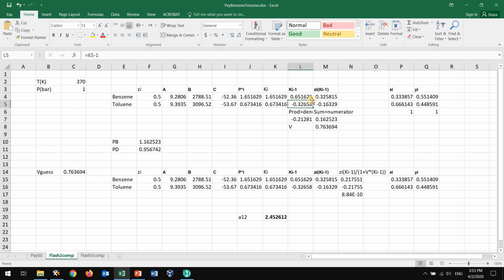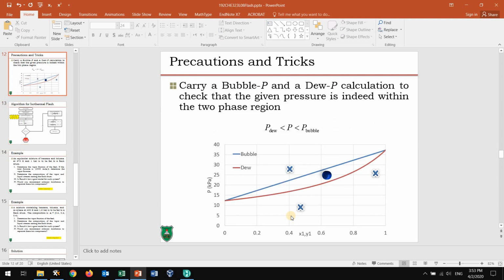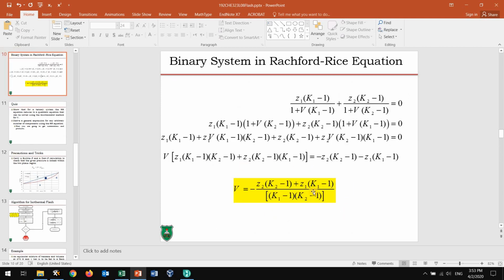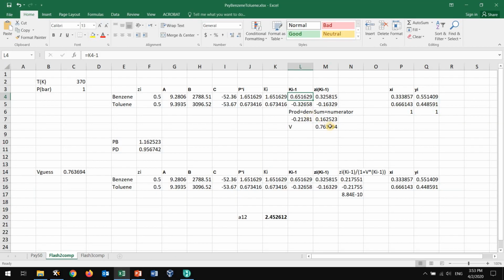I will calculate Ki minus 1, and then Zi times (Ki minus 1). Now, using the formula that we have devised previously for a binary system, I'm going to sum up those two terms, which is the numerator, and multiply those two terms, which is the denominator, and calculate the V from them. It's 0.76. What does it mean? It says that the vapor fraction is about 3/4 of the feed. That is, of the total feed flow rate, 3/4 of that feed flow rate will end up as vapor, and 1/4 will end up as liquid.